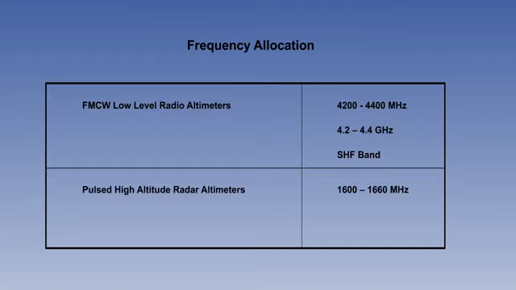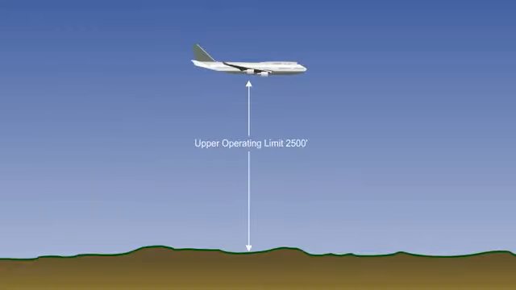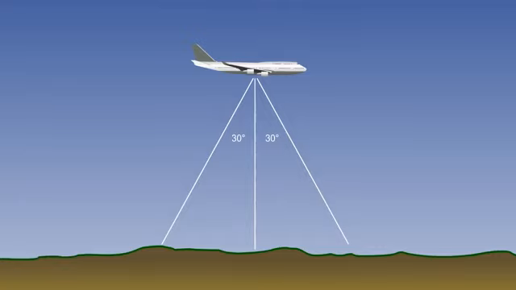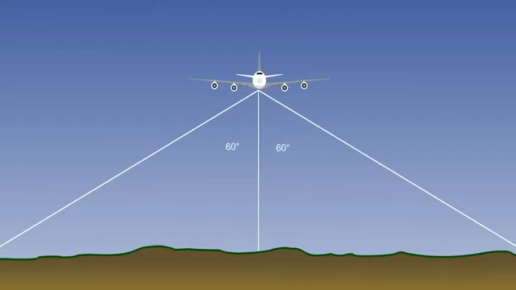A secondary frequency band, which is only used by high-level pulsed radars, is from 1600 to 1660 MHz, also known as 1.6 to 1.66 GHz. This is in the ultra-high frequency or UHF band. The radio altimeter has an operating range of from 2,500 feet to the ground. The beam is cone-shaped with a longitudinal beam width of 30 degrees either side of vertical, and a lateral beam width of 60 degrees either side of vertical. This gives an operating pitch limit of 30 degrees and an operating bank limit of 60 degrees.